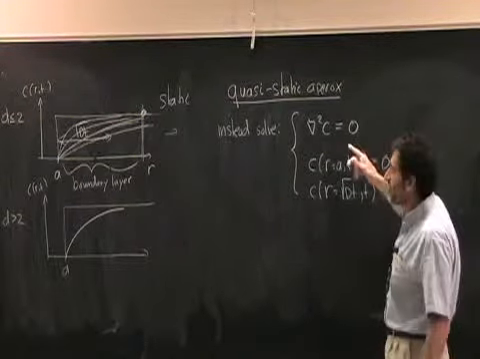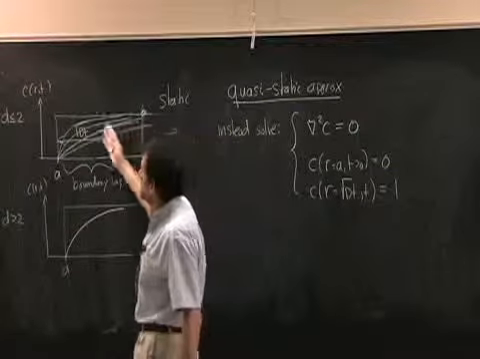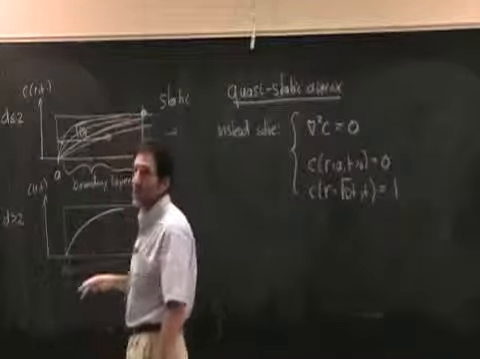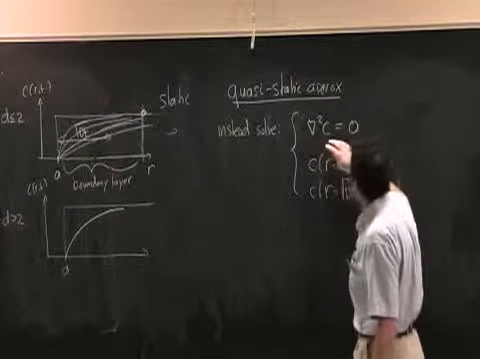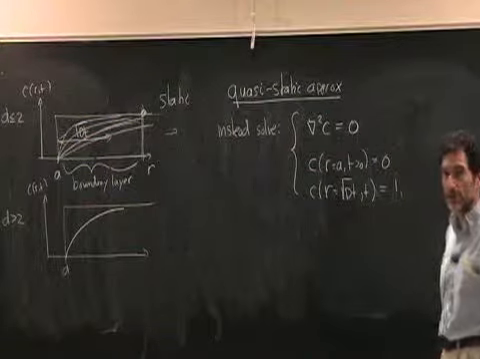So there's this notion that the profile inside of here is not changing very much as a function of time. So we can replace it by a static equation, and we're going to get the time dependence by this effective time-dependent boundary condition.